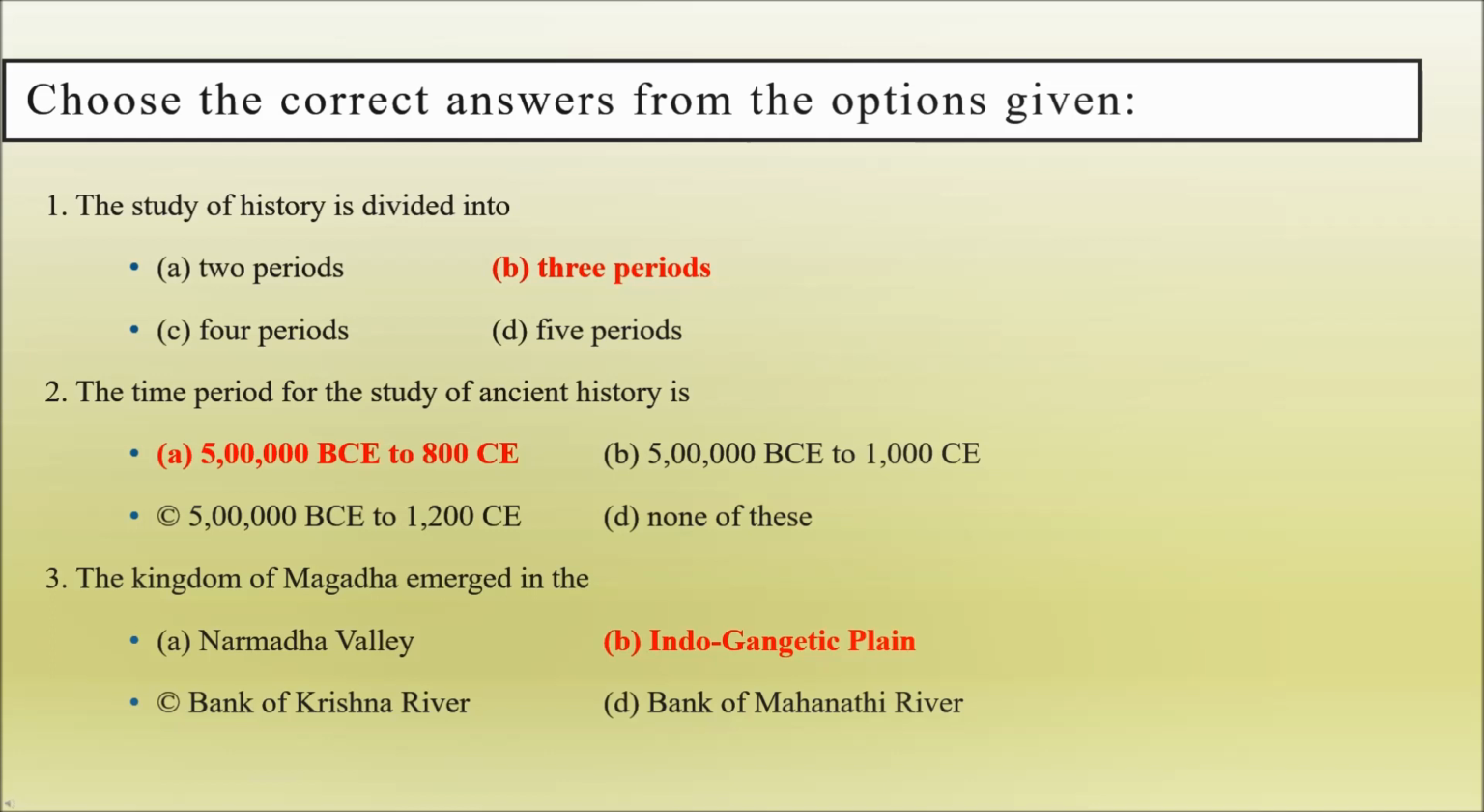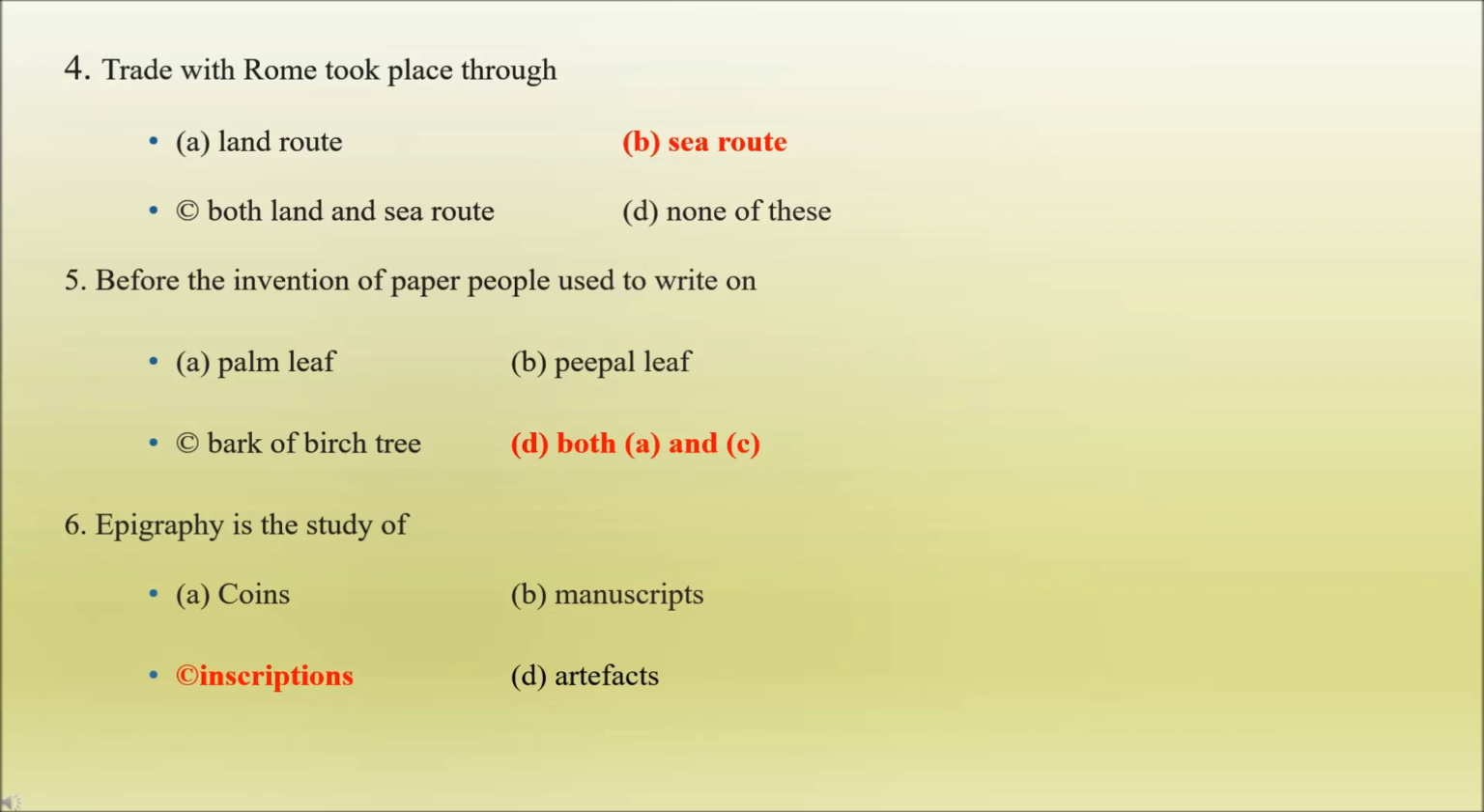First question. The study of history is divided into 3 periods. The time period for the study of ancient history is 5 lakh BCE to 800 CE. The kingdom of Magadha emerged in the Indo-Gangetic plain. Trade with Rome took place through sea route.